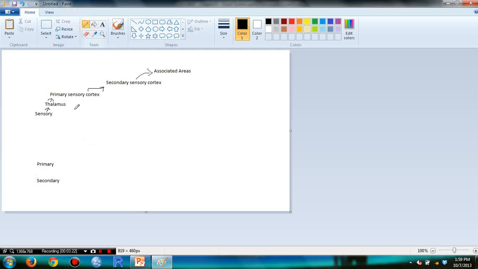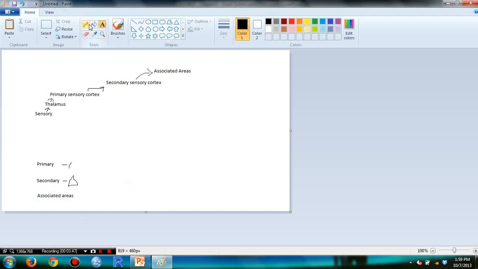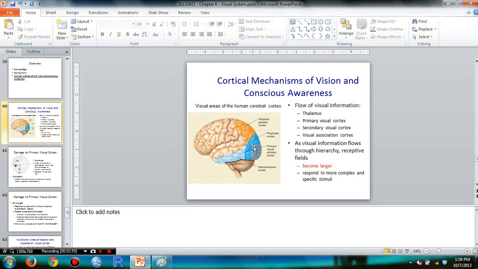Until the point where you're in association areas, and then you might have a cell that fires whenever it sees something that looks like a chair. We talked about the inferior temporal cortex in chapter 3, and I said this is important for memory. The temporal lobe is important for memory. And I said, in particular, right here is important for object recognition, the idea that you understand this is a chair.